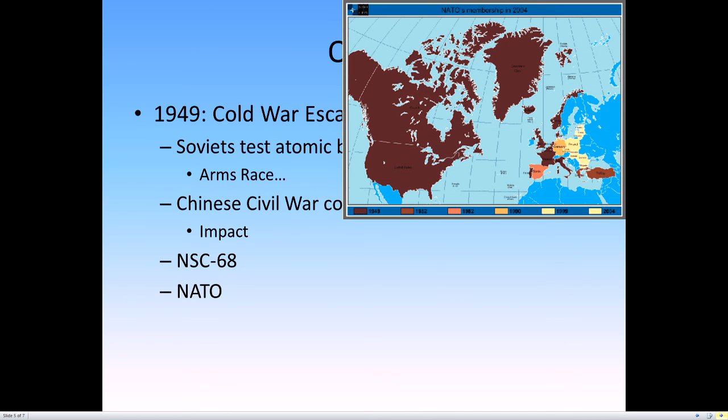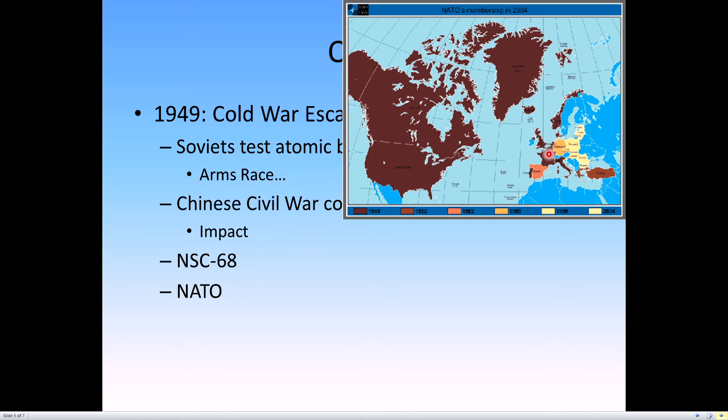And this is going to be a group, as you can see on this map, of all these dark brown countries: Canada, the United States, the United Kingdom, England, France, Italy, Belgium, Netherlands, Norway, Portugal. These are the initial members of NATO. That's why they're called the North Atlantic Treaty Organization, because they span the Northern Atlantic area. And the way NATO works is basically if any of these countries get attacked, every member nation defends.